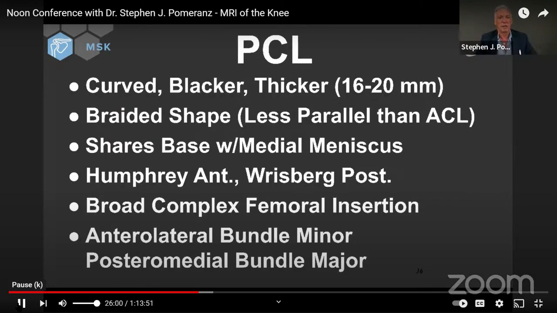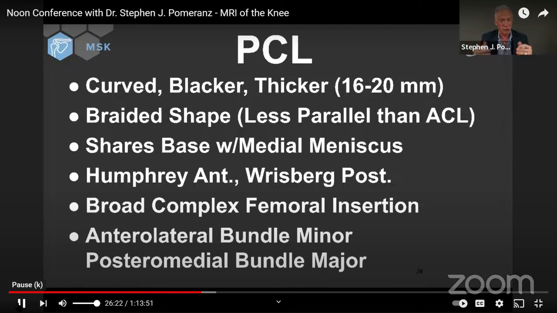The PCL, it is curved, blacker, and thicker, about 18 millimeters in thickness. Rather than having two parallel bundles, the bundles are more braided. They cross over each other. And this creates a scenario whereby the PCL does not retract most of the time. Most of the time, the high-grade tears are interstitial.